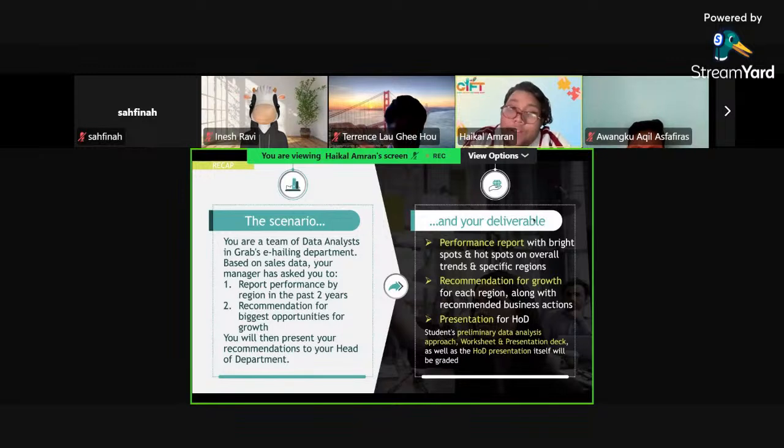All right. So always remember that you are asked two sets of instruction, and within those two sets of instruction, there are also further instructions. For example, in the report performance section, your deliverable in the performance report, you need to have bright spots and hot spots. Okay, try to remember again what bright spots and hot spots are.